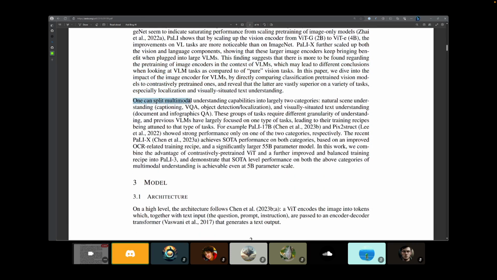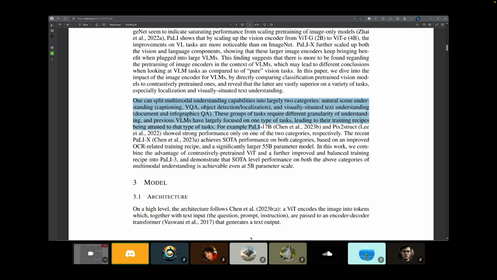We can split multimodal understanding capabilities into two categories: natural scene understanding, captioning, QA, object detection and localization, and vision-situated text understanding, documents, infographics, QA. These groups of tasks require different granular understanding, and previous VLMs have largely focused on one type of task, leading to their pre-training recipes being attuned to that type of task.